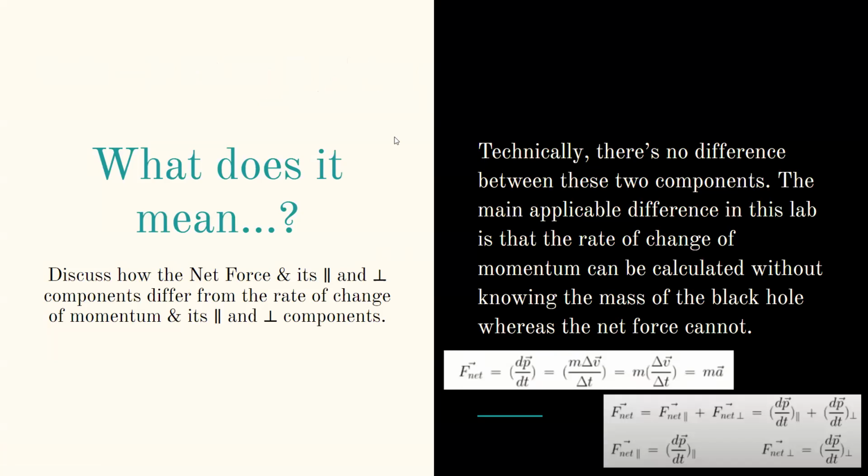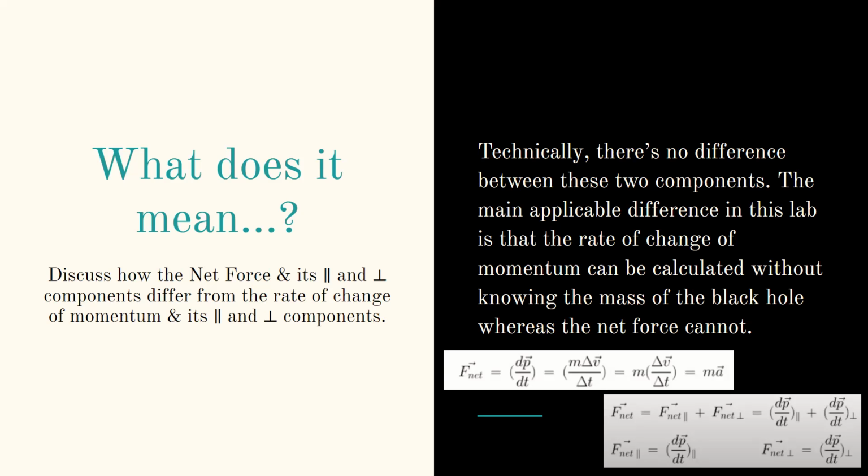So for the question about how the net force and its parallel and perpendicular components differ from the rate of change of momentum and its parallel and perpendicular components, there aren't technically any differences between these 2 components. The main applicable difference is that the rate of change of momentum can be calculated without knowing the mass of the black hole, whereas the net force cannot.